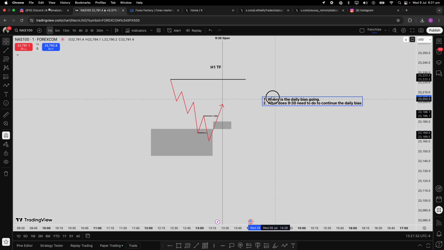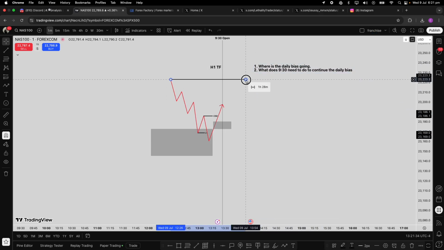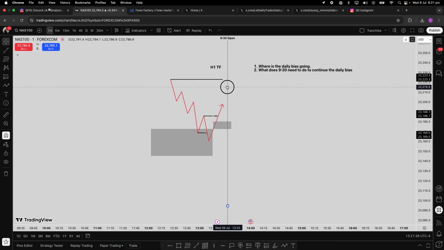Now, if we opened here at 9:30, okay? If this was 9:30's open, where is the daily bias going? Bullish. What does 9:30 need to do to continue the daily bias? Now, in this example, with 9:30 opening here, for 9:30 to continue the daily bias, it needs to short into this IRL.